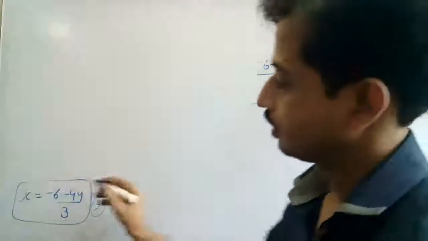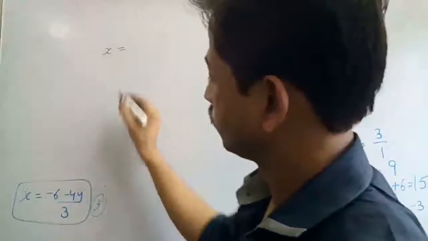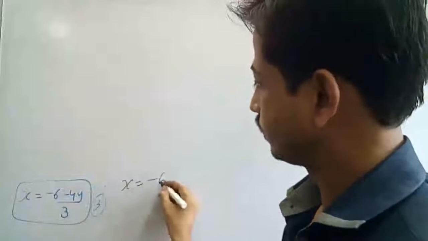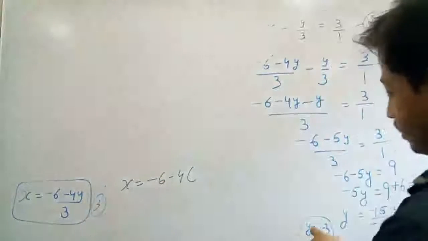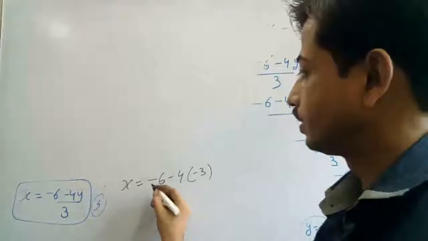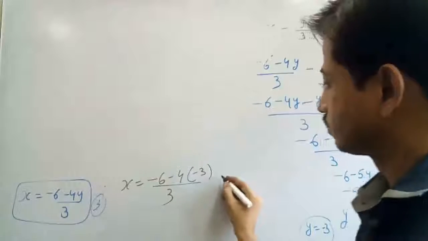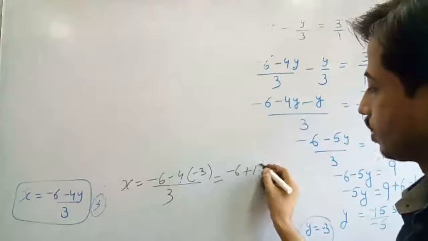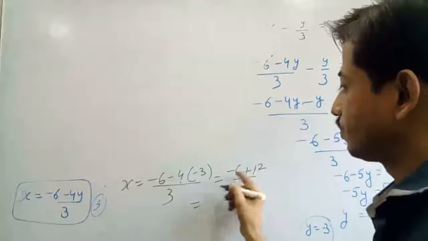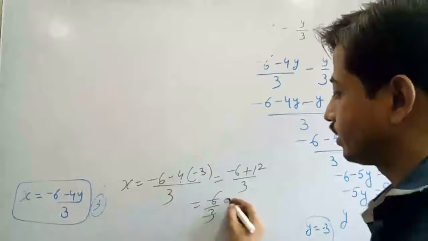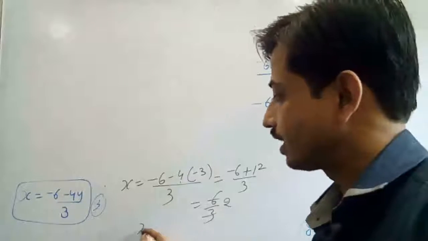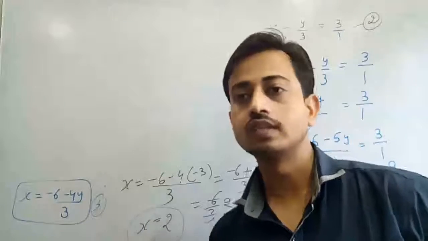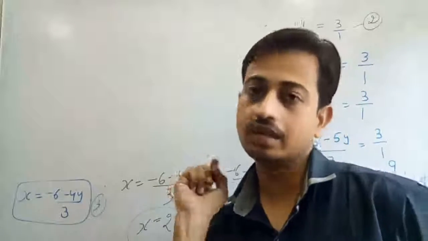Now I am solving here. X is equal to minus 6 minus 4 and the value of y is minus 3, divided by 3. Further solve, minus 6 minus minus becomes plus, 4 into 3, 12 by 3. So 12 minus 6, 6 by 3, we get 2. So what's the answer? X is equal to 2. This is the same as we did by using the elimination method. So please make a note.